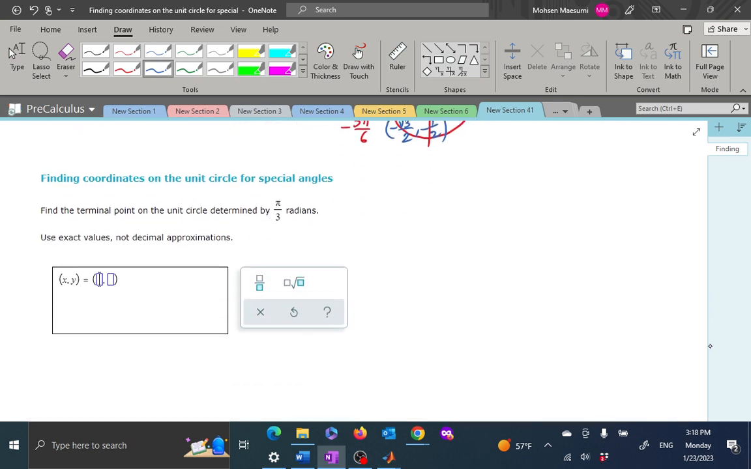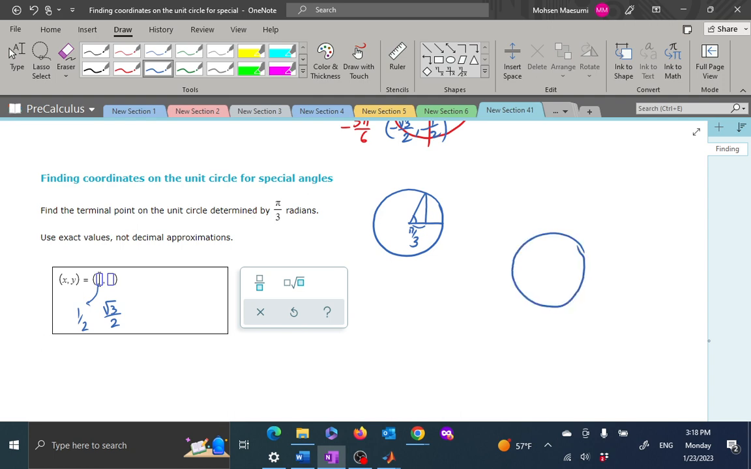Pi over 3, well, that would be the easiest of all of them. We are at this location. This is 60 degrees or pi over 3. So in the two dimensions, this is going to be 1/2, and the other one is going to be radical 3 over 2. Let's just pay attention to some other special cases.